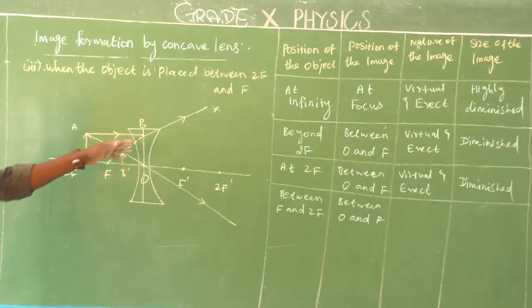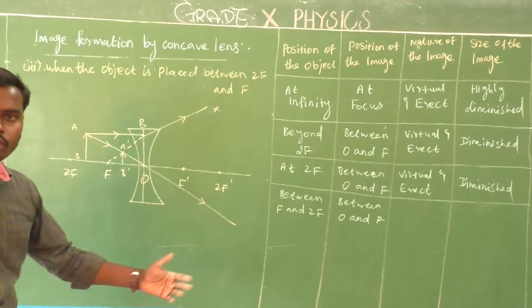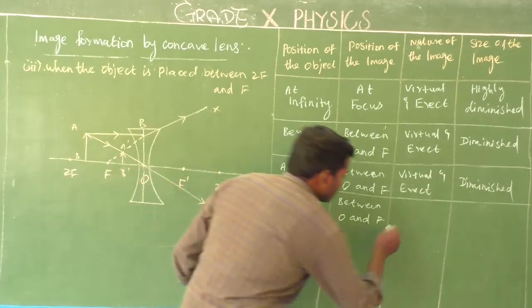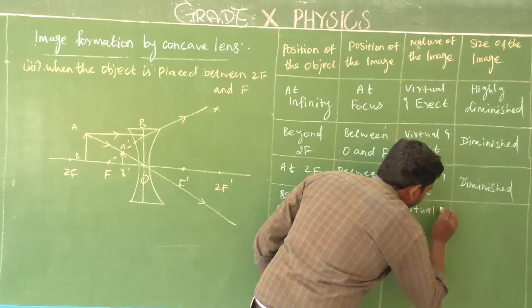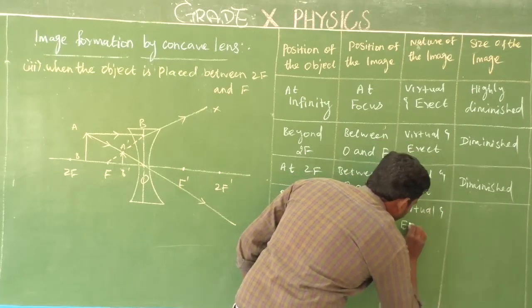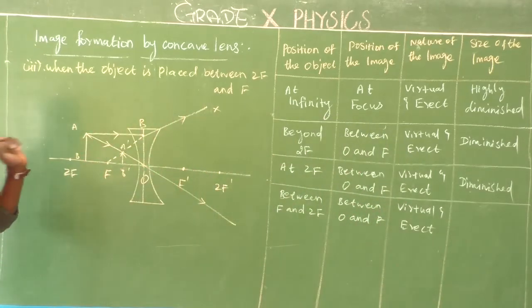Next, what is the nature of the image? Whether it is a real image or a virtual image? Here the image is formed above the principal axis, so that image is a virtual image. Am I right? Yes. All virtual images are erect images. So virtual and erect image. Is it clear? Yes. Next one, what is the size of the image?